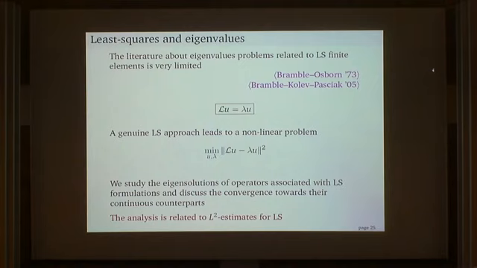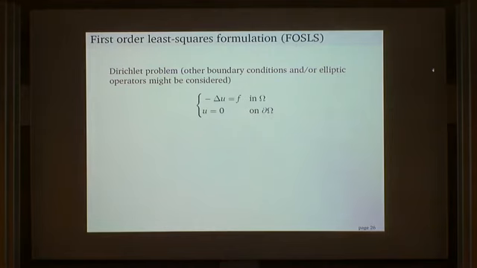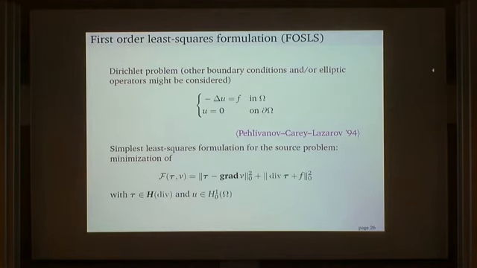If you want to solve, say, Darcy evolution flows with least squares, or parabolic problems with least squares, and you have good information about the spectrum of your operator, this also gives you information about the convergence of your evolution problem. Okay, so we consider the standard Dirichlet problem, and what do people do in the framework of least squares?